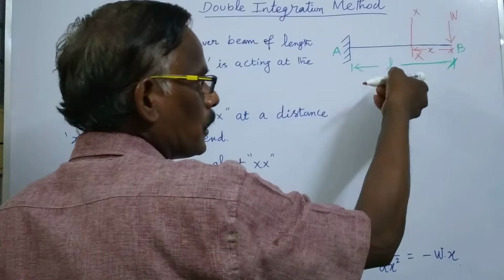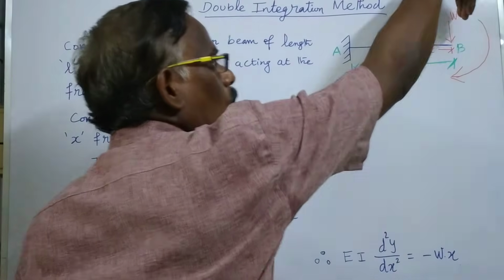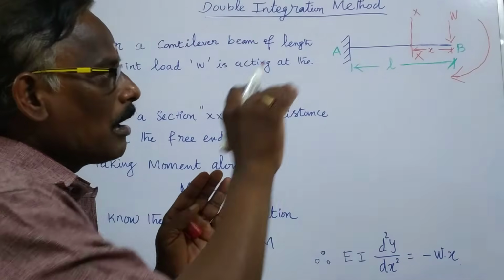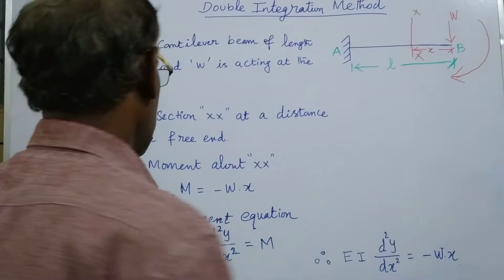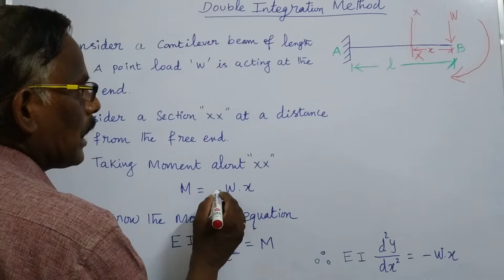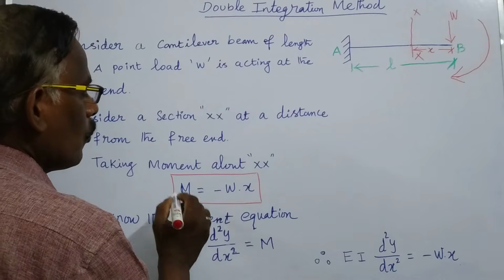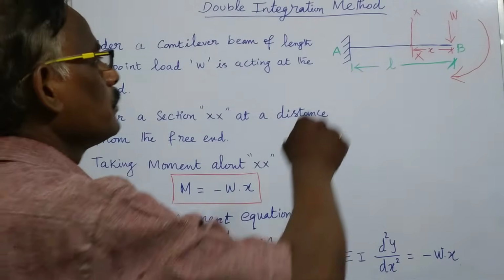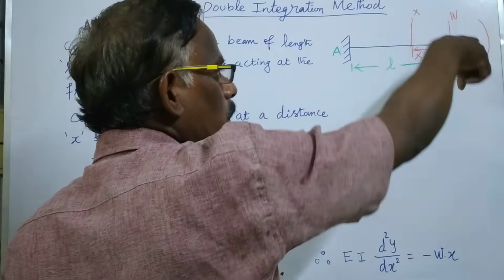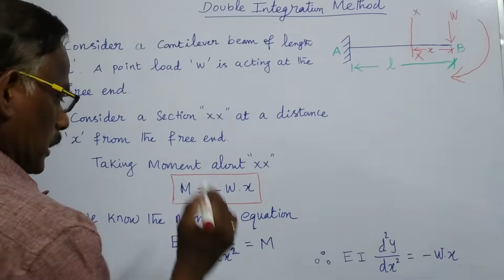Force into perpendicular distance. What is the direction? This is clockwise direction. Here we consider the clockwise direction as negative. So, moment M is equal to W into x, and clockwise is considered negative, so it is minus Wx. Why do we consider it negative? The force is acting downward. So, M is equal to minus Wx.